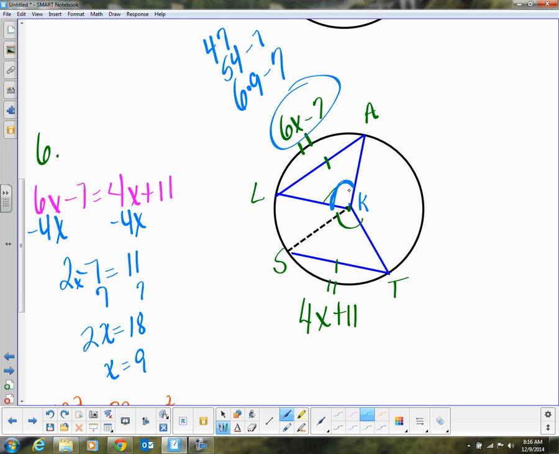How do you know that you look at the 6x minus 7, but not 4x plus 11? Because they've asked for angle LKA, and that arc it cuts off is that one. Does it really matter since they're equal? No. No.